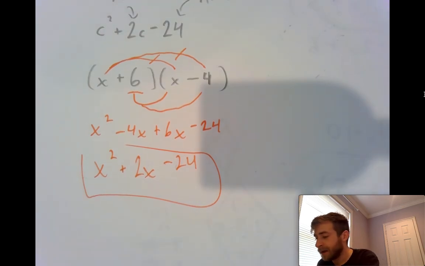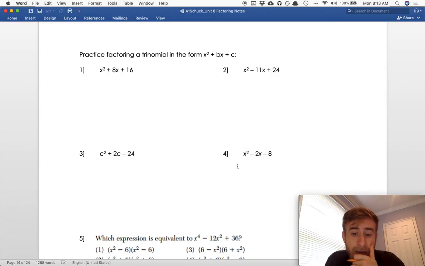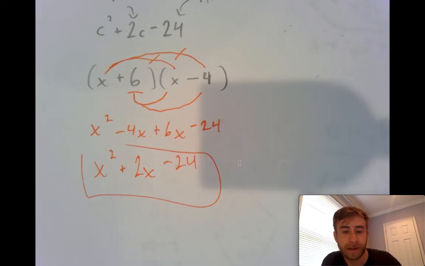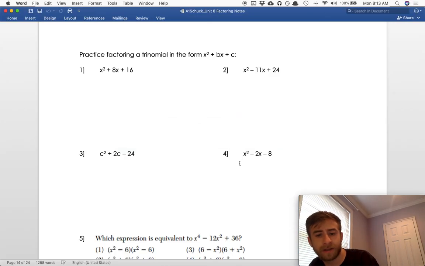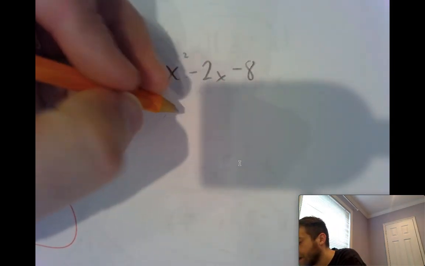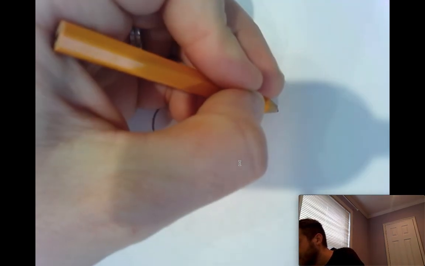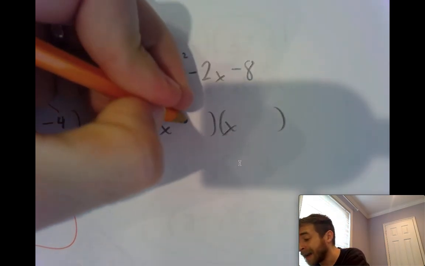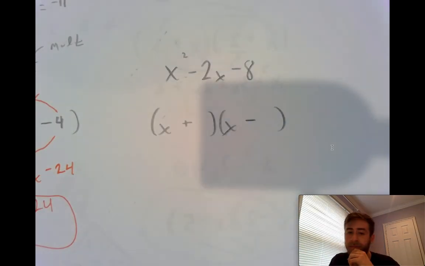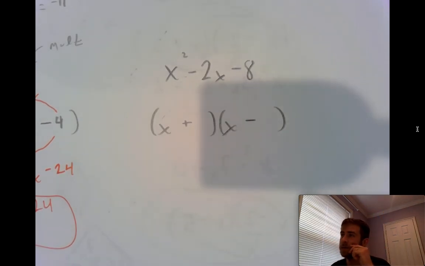Let's do one last one. x squared minus 2x minus 8. Let's get to it. x squared minus 2x minus 8. Okay, so I want two numbers that multiply to make a negative 8, which means I know I'm going to have a positive and a negative. And then those same two numbers need to add to make a negative 2.